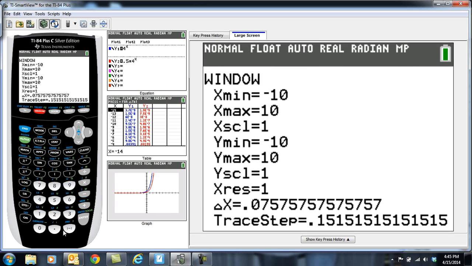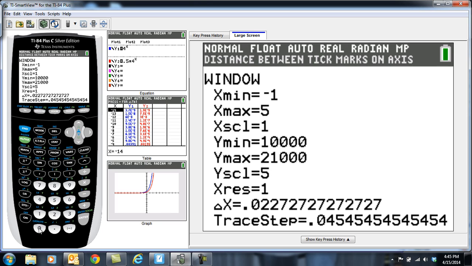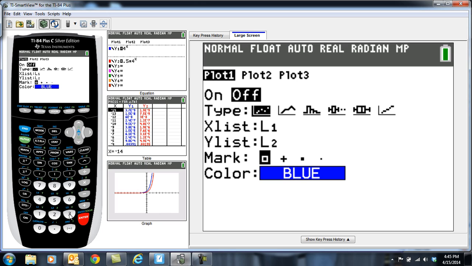So my x minimum was -1, and my x max was 5. We left the scale alone. My y minimum was 10,000, and my y maximum was 21,000 with a scale of 500. You don't have to worry about this other stuff. We're going to graph this, but what I want is the scatter plot. So instead of just pressing graph, because I haven't put anything in y equals, I'm going to go to second y equals. I'm going to turn this first plot on, so I'm going to hit enter, and this right here is blinking on, so I'm going to hit enter so that it's highlighted. Everything else should be good.